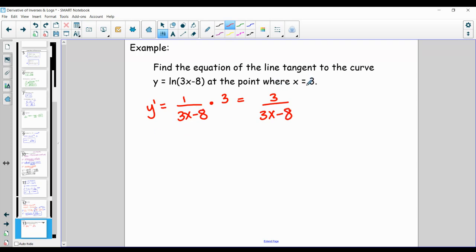I want to find it at the point where x is equal to 3. So I'm going to find the derivative at 3. So let's plug 3 in for x. So I get 9 minus 8. So I get 3 over 1, which is 3. That is my slope.